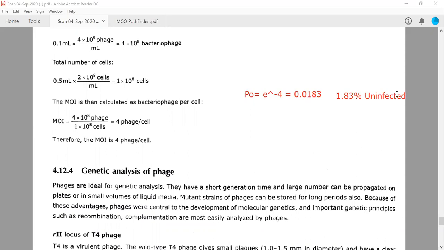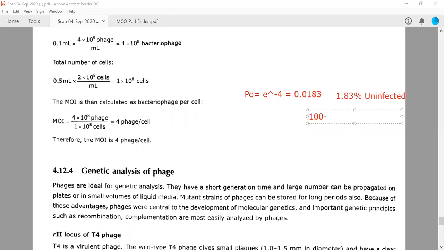And if you were asked the percentage of infected cells, this is the percentage only. If you need to count the number of cells also, you need to keep in mind that you need to change this percentage, 1.83%, and count from the number of cells you are having in your hand. The number of cells was actually 1 into 10 to power 8 bacterial cells. So you can also calculate the exact number of bacterial cells from this percentage, but I am telling you the percentage only.